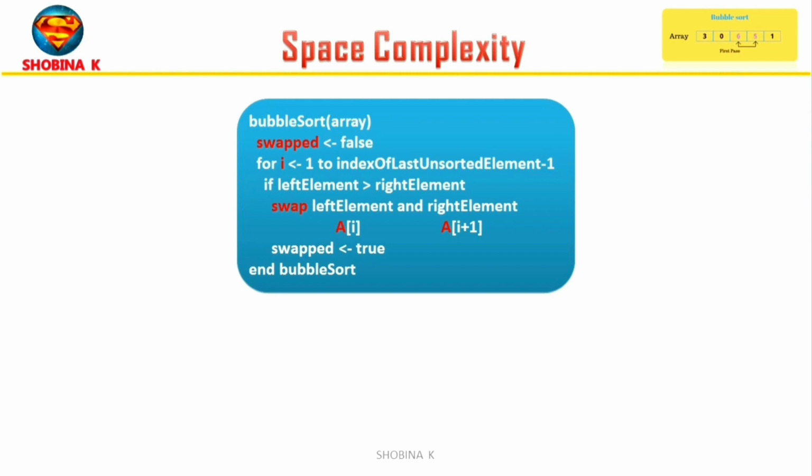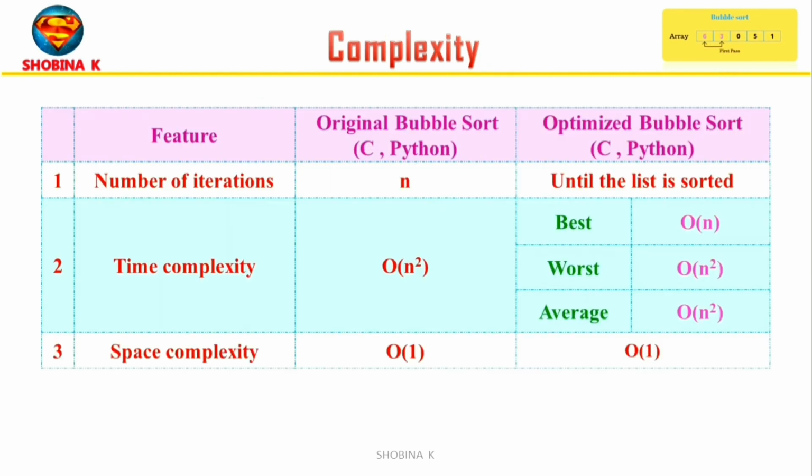So order of 1 is the constant complexity. It takes the same amount of space regardless of input size. And thus bubble sort requires only a fixed amount of extra space for the flag, i and size variables. As a result, the space complexity of bubble sort will be order of 1. This algorithm is an in-place sorting algorithm which modifies the original array elements to sort the given array.